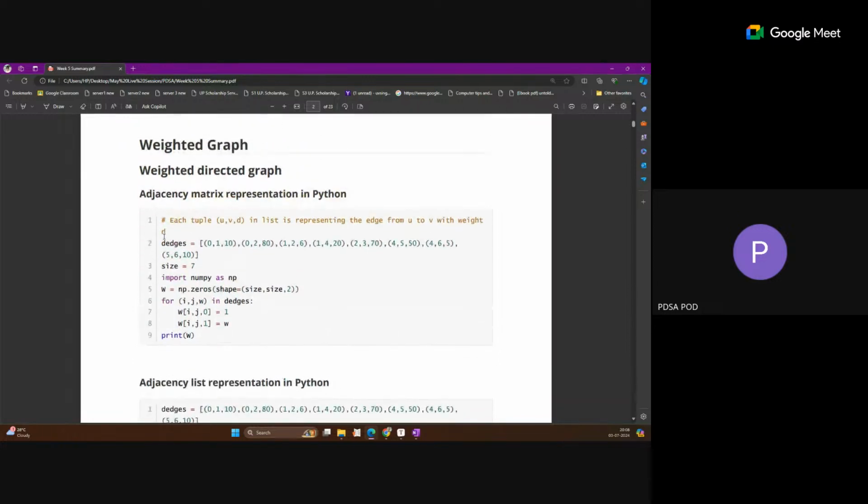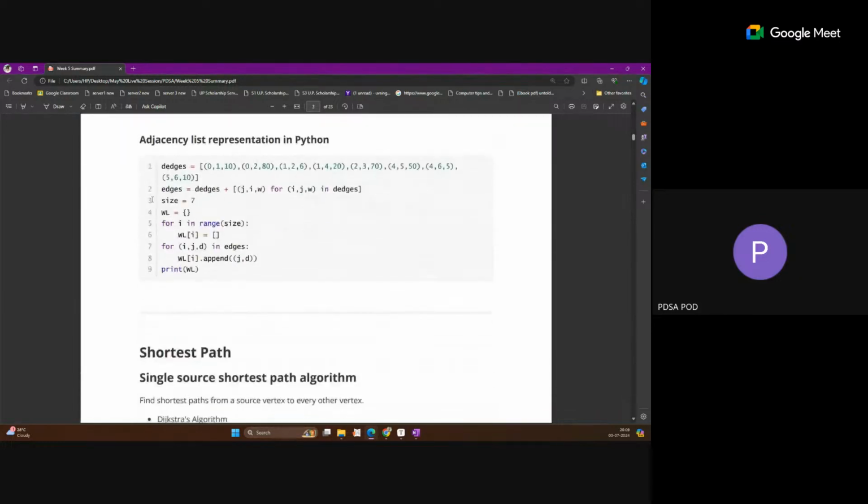A weighted graph means your graph contains some value or weight on the edges. That graph is called a weighted graph. It may be directed or it may be undirected, so a weighted graph could be of both types.